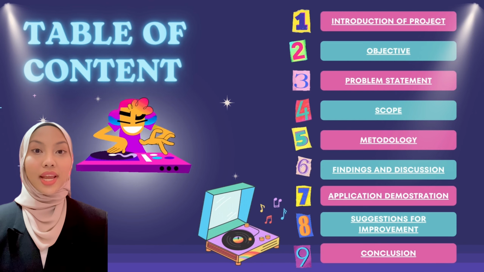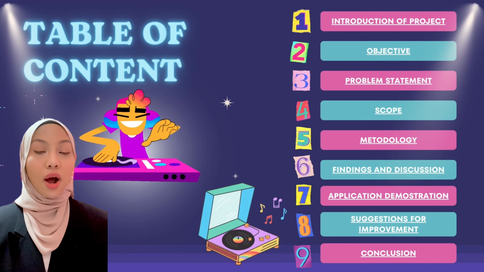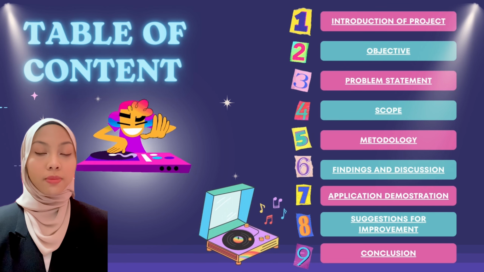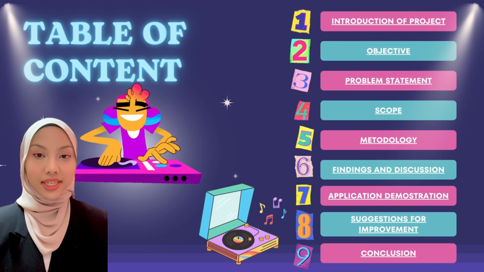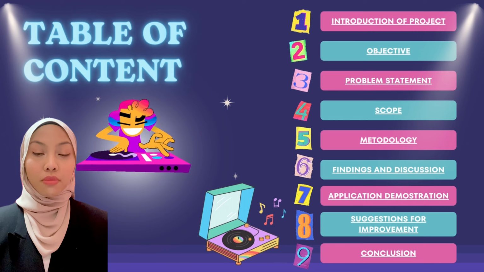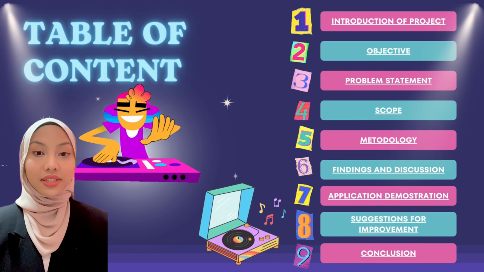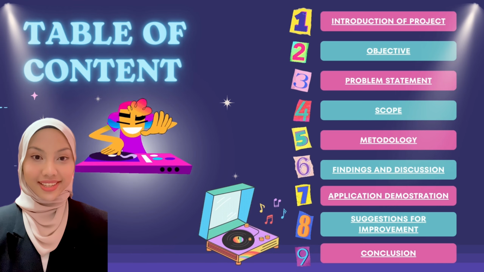So, this is our table of content for this presentation. For the number 1, we will explain about introduction of our project. For number 2, objective. Number 3, problem statement. Number 4, project scope. Number 5, methodology. Number 6, findings and discussion. Number 7, application demonstration. Number 8, suggestions for improvement. And the last one, number 9, conclusions. Let's start.